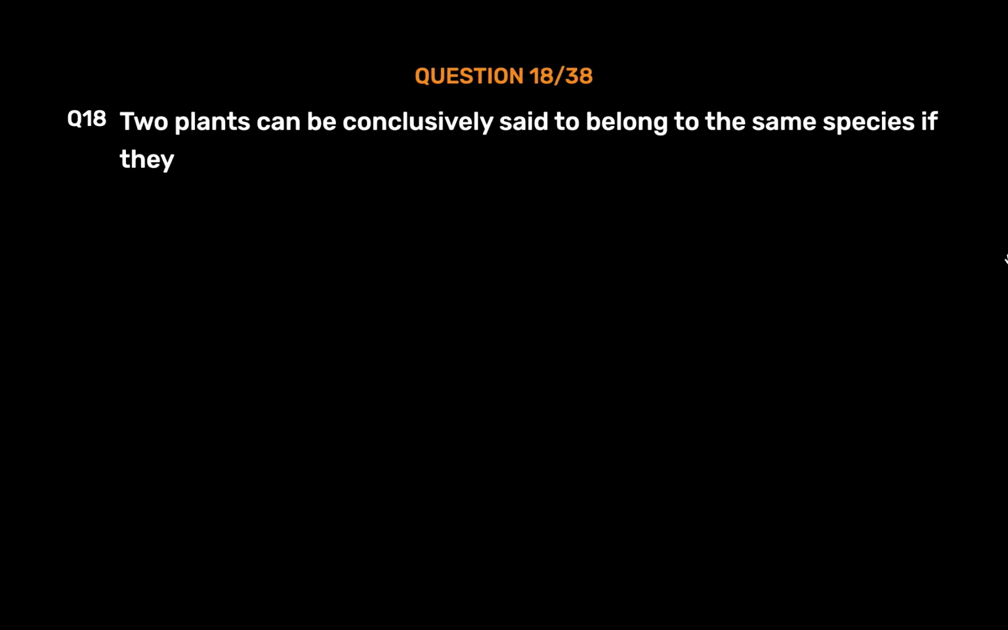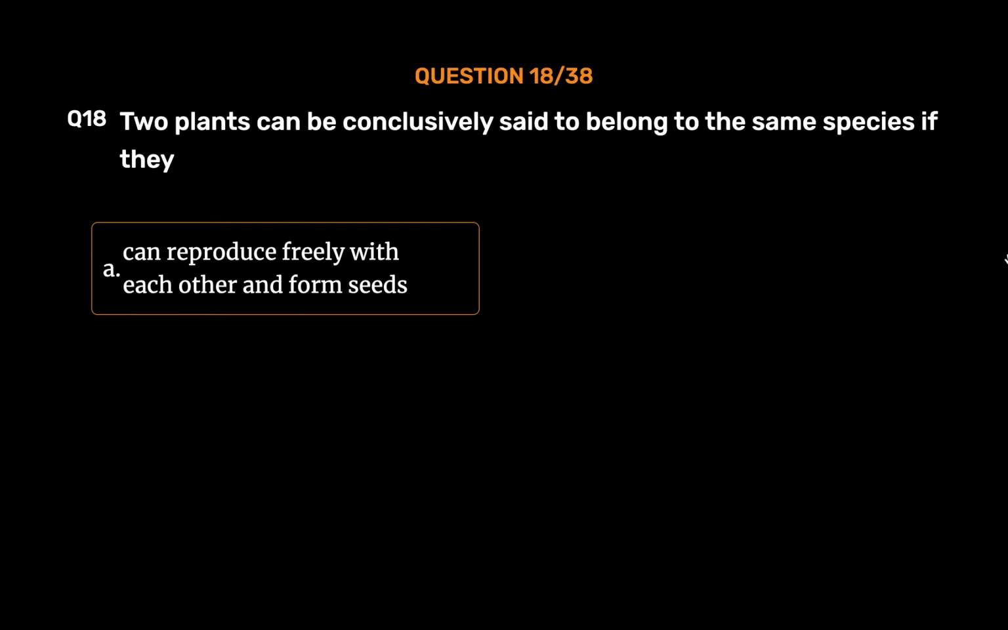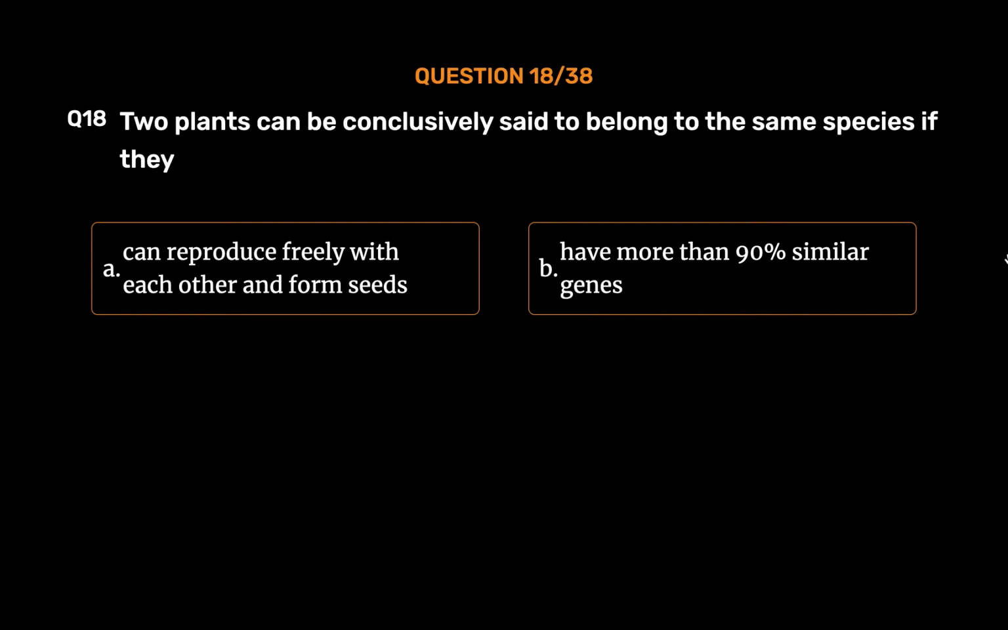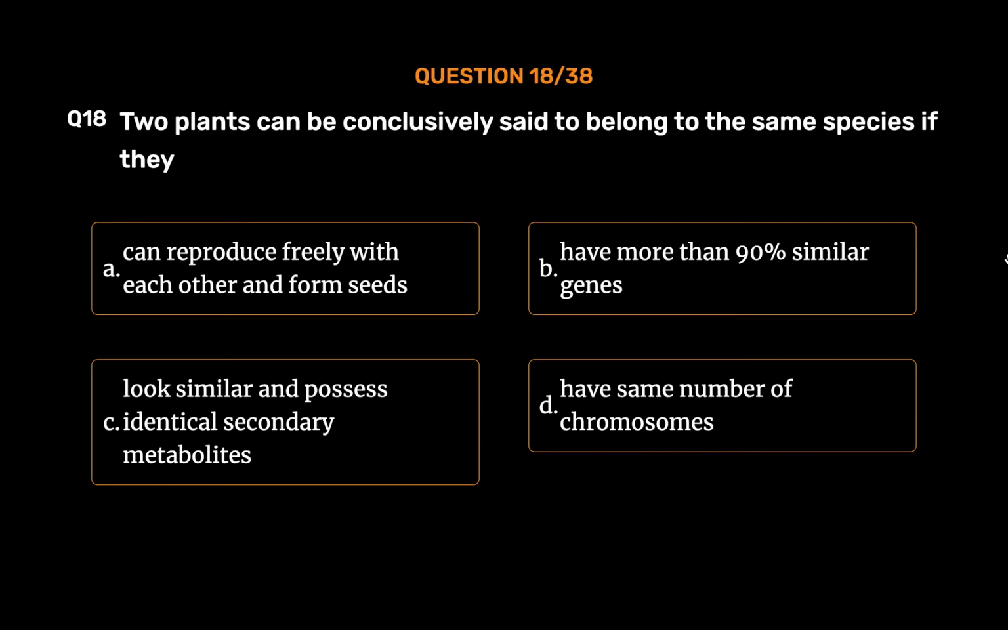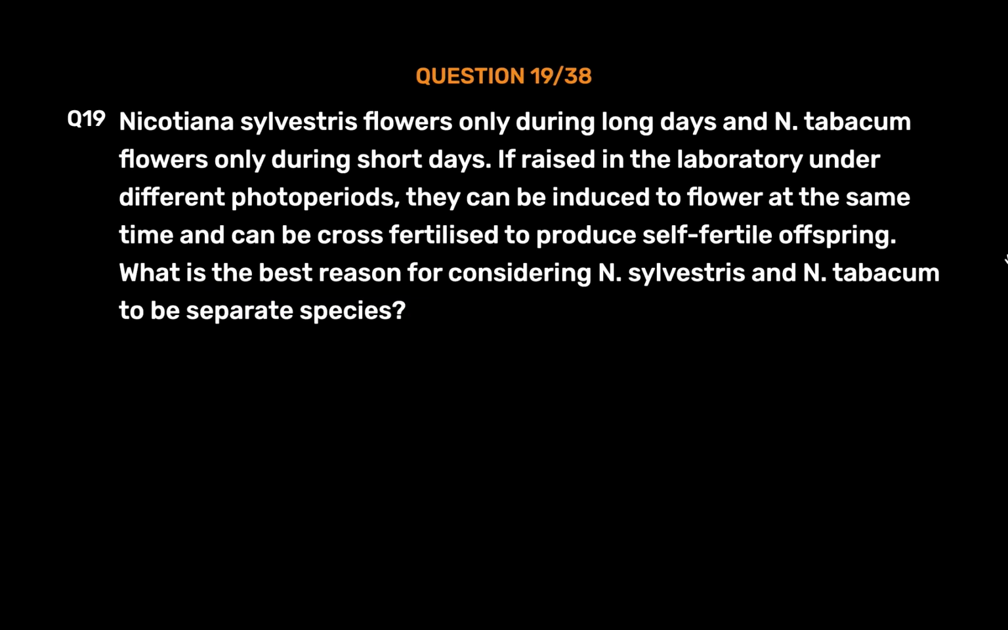Question number 18. Two plants can be conclusively said to belong to the same species if they Option A. Can reproduce freely with each other and form seeds. Option B. Have more than 90% similar genes. Option C. Look similar and possess identical secondary metabolites. Option D. Have same number of chromosomes. The correct answer is Option A. Can reproduce freely with each other and form seeds.